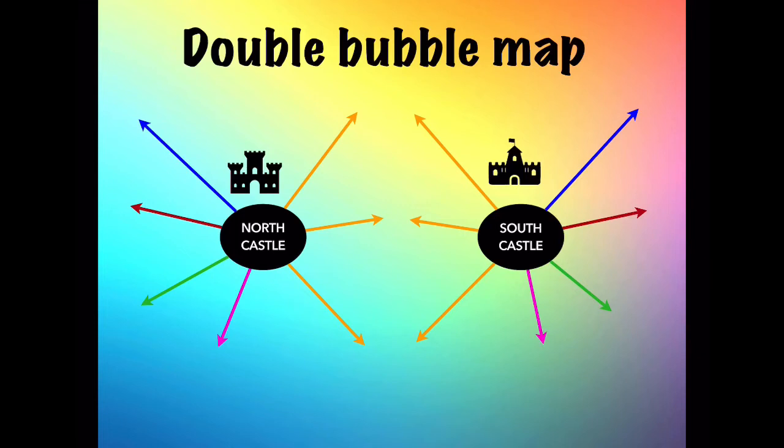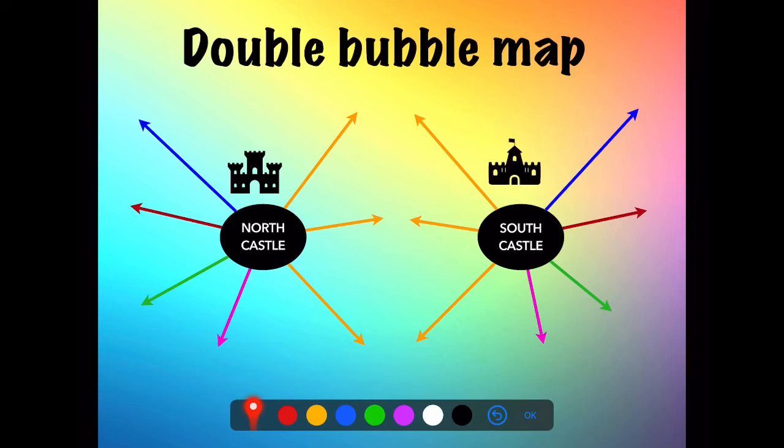As you can see, I've used the same colors that I used before. I used orange for the things that were the same, so the orange ones are in the middle. And then I've used blue, red, green, and pink. Okay, orange, sorry, we can use this to see it better. Blue on one side for the North Castle, blue on the other side for the South Castle, red for the North Castle, red for the South Castle, green for the North Castle, green for the South Castle, pink and pink, okay?